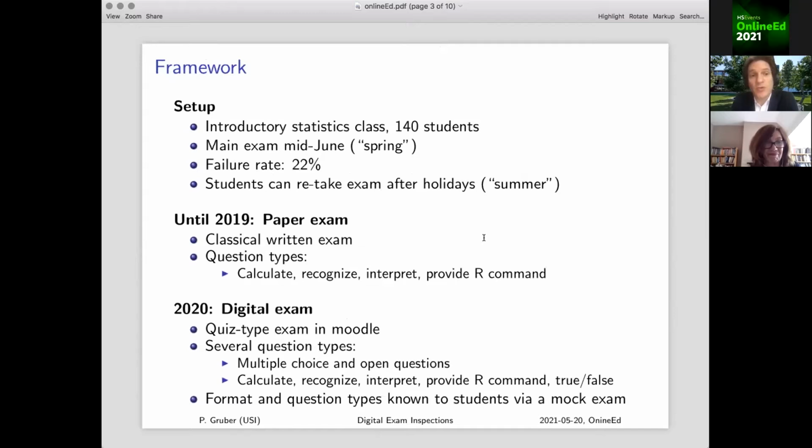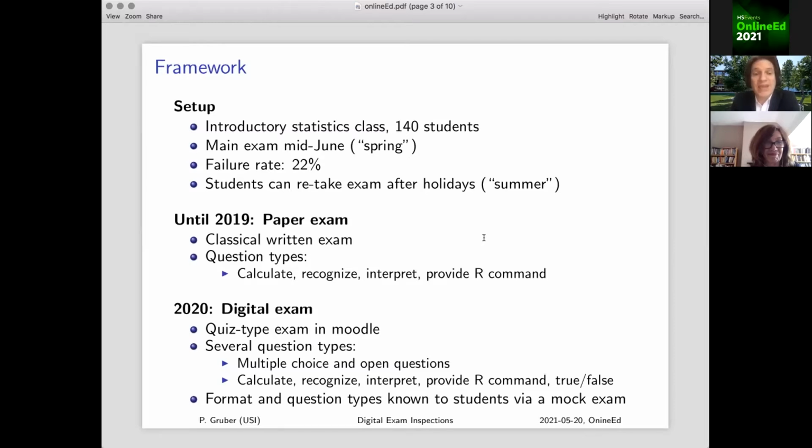The setup is the following. I'm teaching together with colleagues an introductory statistics class for economics students. We have about 140 students, and there is the main exam, the so-called spring exam, at the end of the semester, about mid-June, and it has a failure rate of about 22%, which I think for a statistics exam anyway is not that bad.